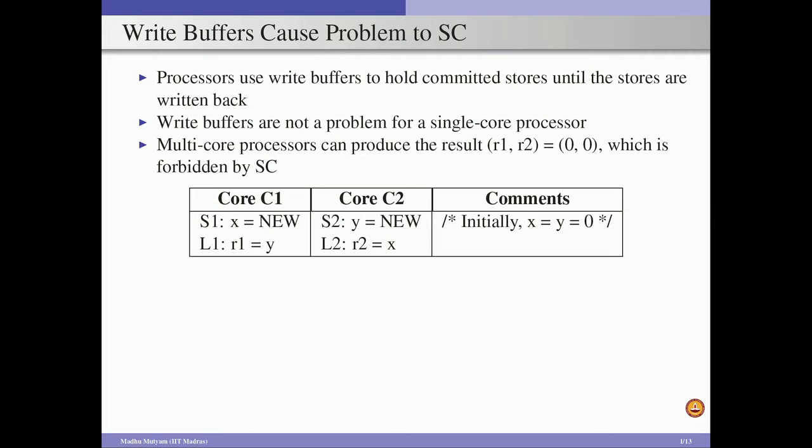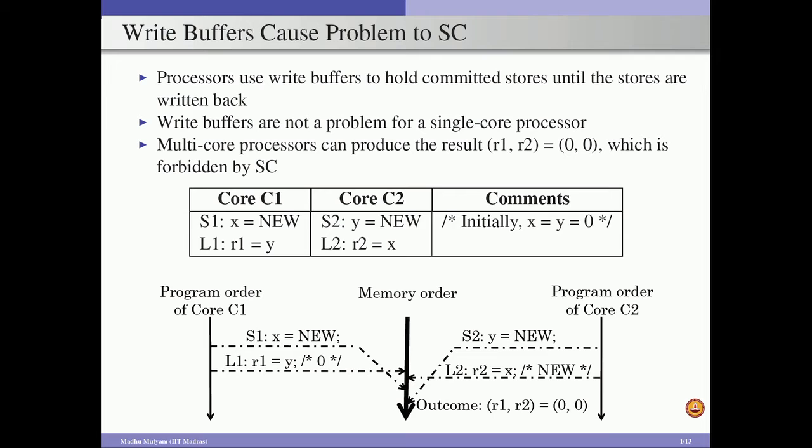So as a result, when core 1 is performing a store operation, this x equal to new is not communicated to core 2, and when core 2 is performing a load operation, it can load the old value. Similarly, when core 2 is performing a store operation, core 1 can read the old value for that corresponding variable, and that is going to violate our sequential consistency expectations. According to sequential consistency, in this particular case, we are supposed to get R1 and R2 as new and new, but here because of these write buffers, we may get values of 0 and 0, where 0 and 0 are the initial values for x and y.